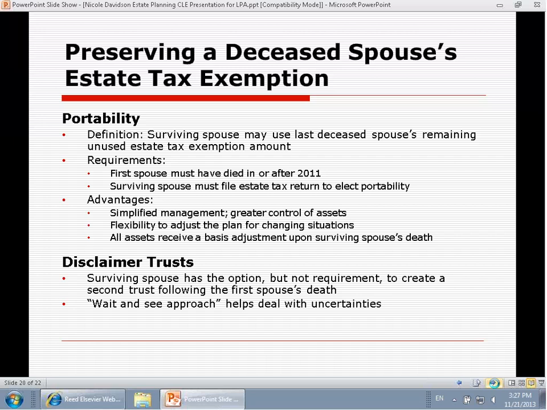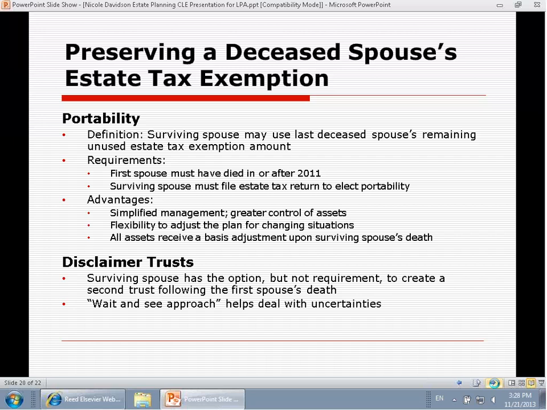The advantages of relying on portability as a component of the estate plan as opposed to more complicated trust schemes is that this is a most simple arrangement for the surviving spouse. The survivor will have more control of the assets, ability to do pretty much whatever he or she wants with them, and to change the beneficiaries.